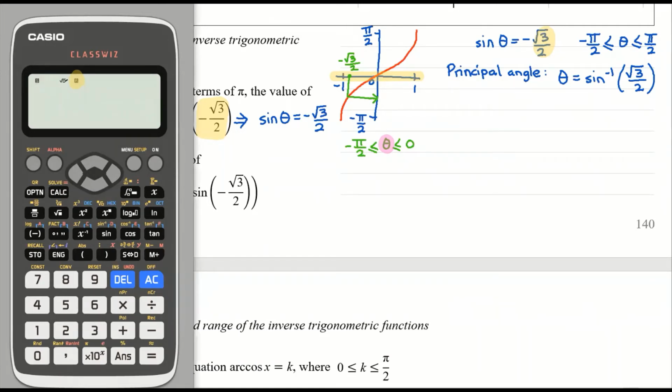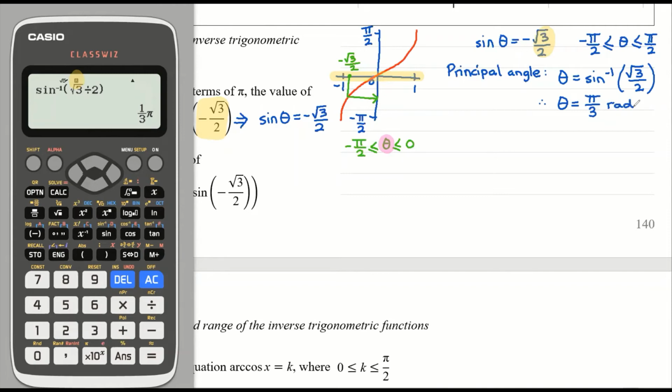So shift sine, that's the same as arcsine, of course. The square root of 3, divide by 2, and we'll get an answer in terms of pi. Hopefully, yes, we do. So that's going to be pi over 3. So I'll write that down. So theta is going to equal pi over 3 radians. Okay, 60 degrees in old money.